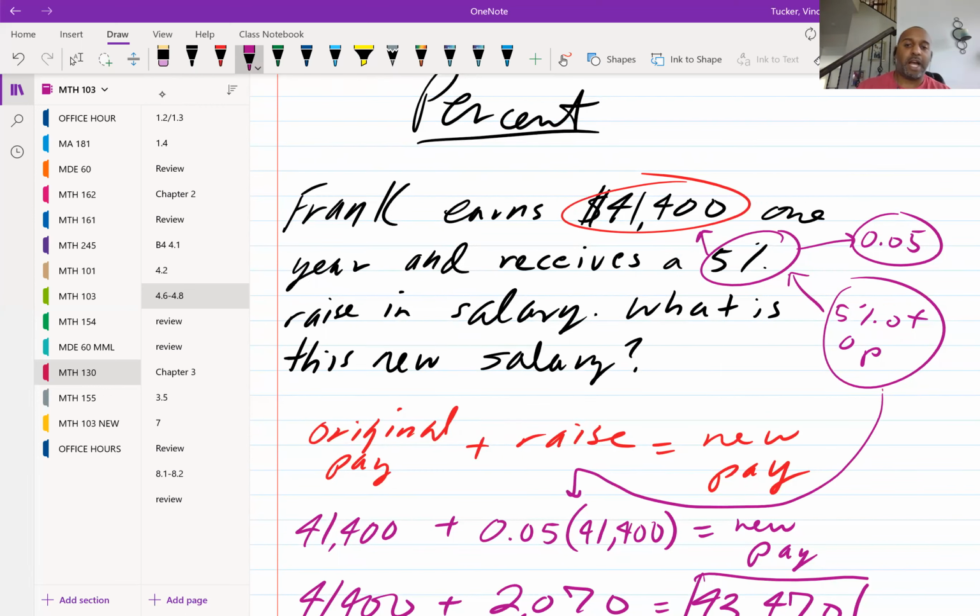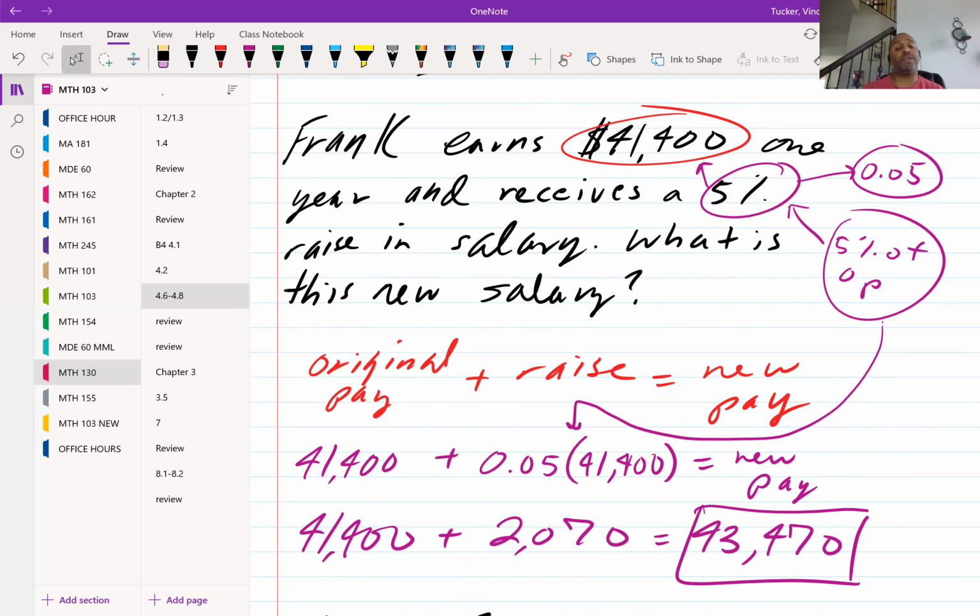And so if we just go ahead and do the calculation, remember 5%, if you're going to calculate with it, you have to convert it to a decimal first. So you move your decimal 2 places to the left. So 5% converts to 0.05. Multiply that times the 41,400, and that's how you get the 2070. Once you have that 2070, you add it to the 41,400, and that'll give you 43,470. Got a $2,000 increase.